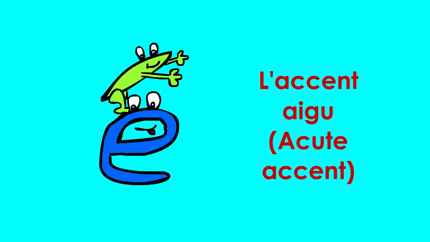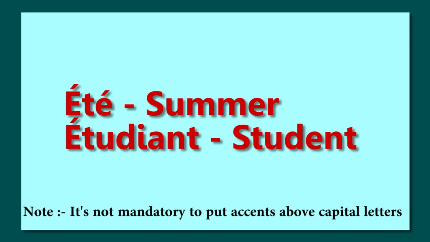The first accent, l'accent aigu or acute accent. This accent is only used with the letter E and it gives the sound É. As in été and étudiant, which mean summer and student.